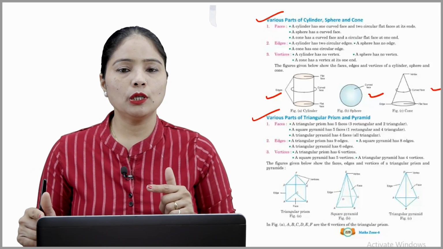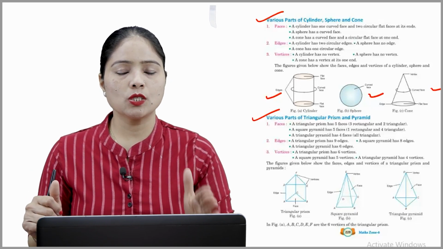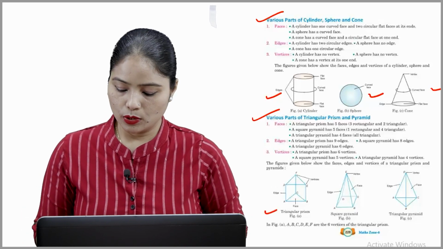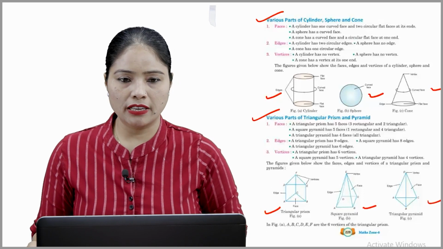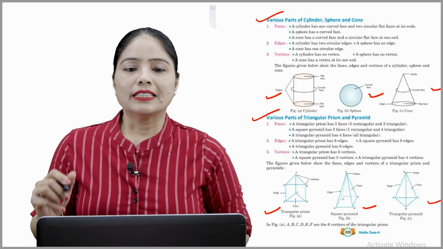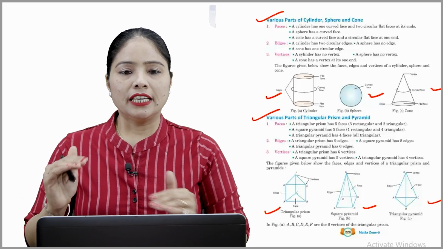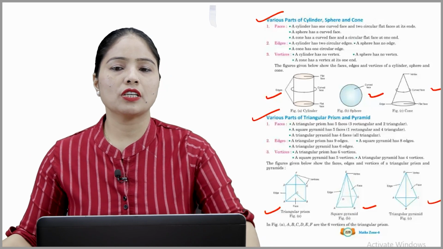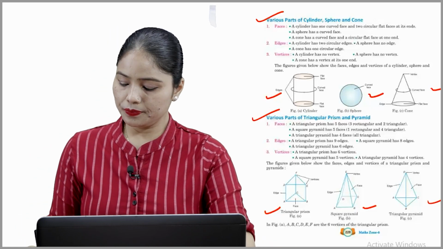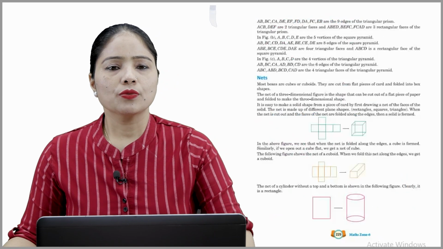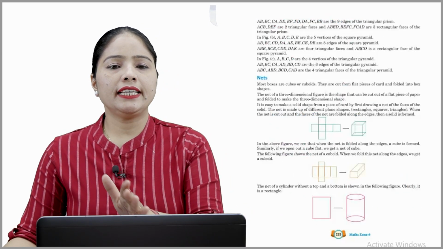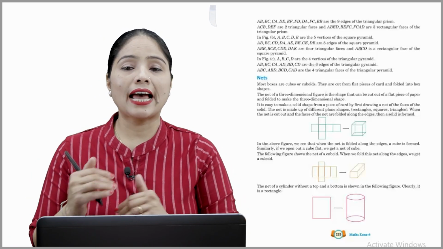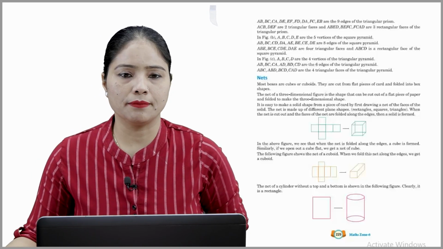The figure given below shows the faces, edges, vertices of a triangular prism and pyramid like this. Okay, you just read and practice well for that. So now move on next. In the figure, A, B, C, D, E, F are the 6 vertices of the triangular prism. After that, AB, BC, CA, DE, EF, FD, DA, FC, EB are the 9 edges of the triangular prism.